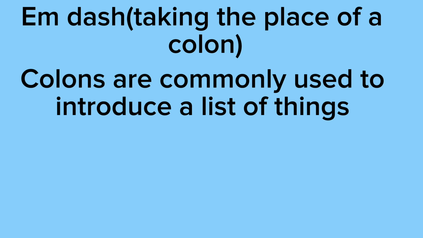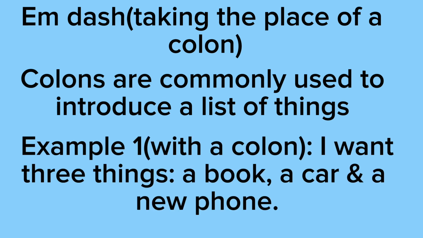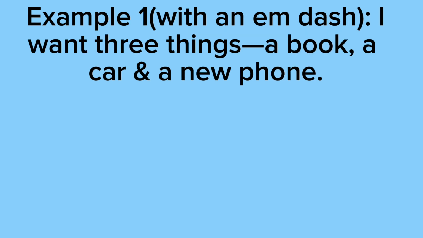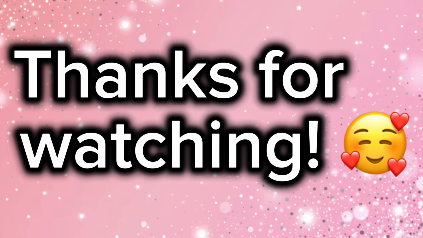Next, we have the em dash being used to take the place of a colon. Colons are commonly used to introduce a list of things. Example 1 with a colon says, "I want 3 things: a book, a car, and a new phone." So if we take that same example and use an em dash instead of a colon, it would say, "I want 3 things—a book, a car, and a new phone." So as you can see, the em dash was used to introduce a list of things, but it was also used to elaborate.